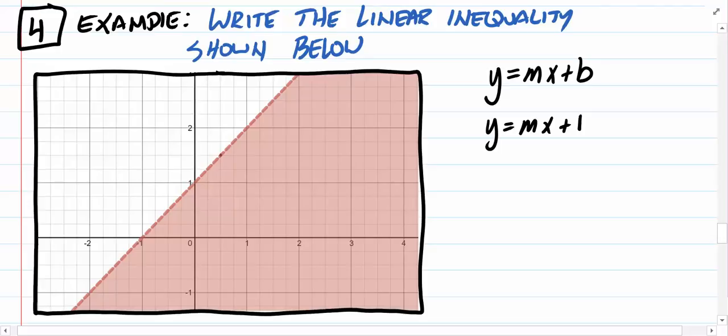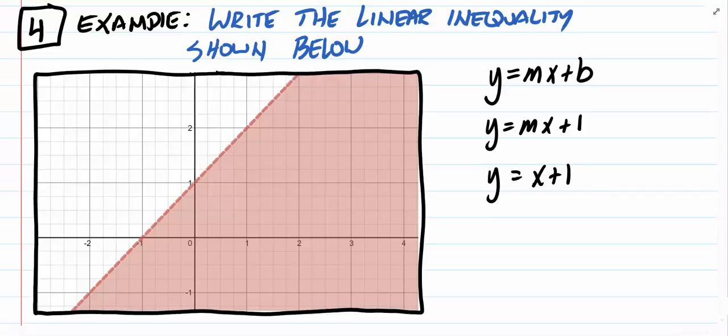And then the slope of this line looks like it's also 1, because to get from here to here, I would go up 1 and over 1. Remember, that's the ratio of slope, rise to run. So it looks like y would be equal to x plus 1. Now, because I have a shaded region, I need to create an inequality. So I'm going to take the test point 0, 0, and I would guess that my inequality would be a less than.